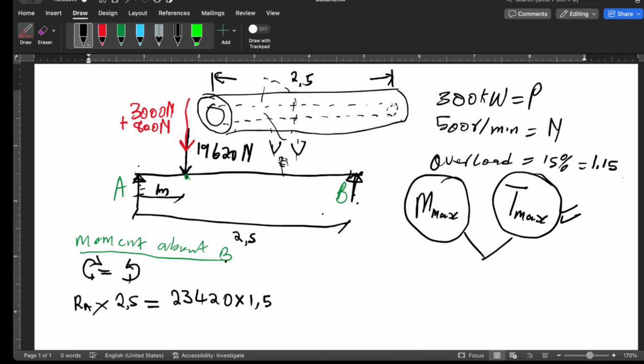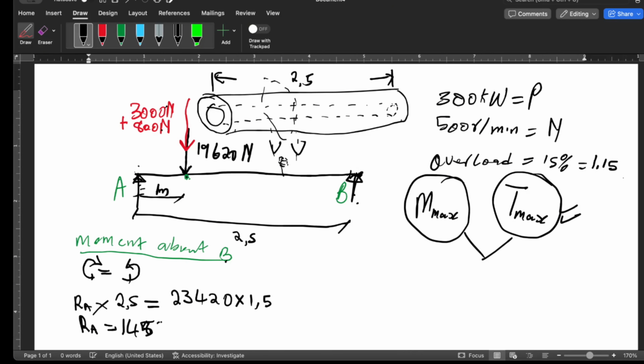Can you add the 23,000 and the 19,620? This one, yes, it's going anti-clockwise, right? Times the small distance here, 1, it's not 1.5. Let us check. We are taking moment about B, ne? Oh, about B, I thought you took moment about A. It's fine. So what will be the answer for reaction at A?